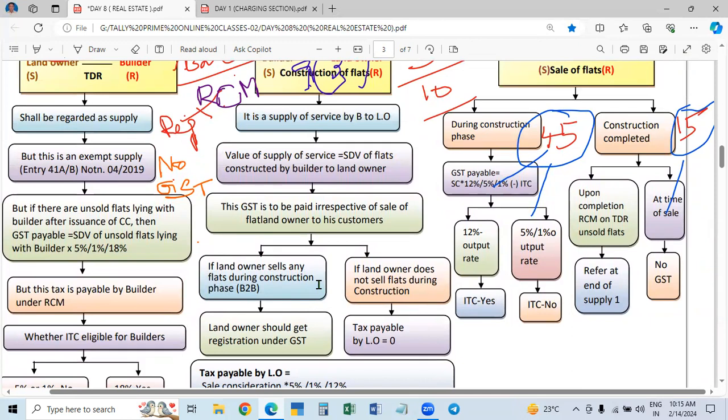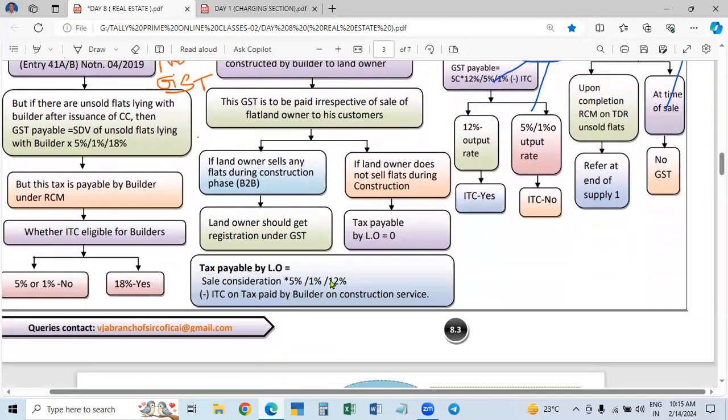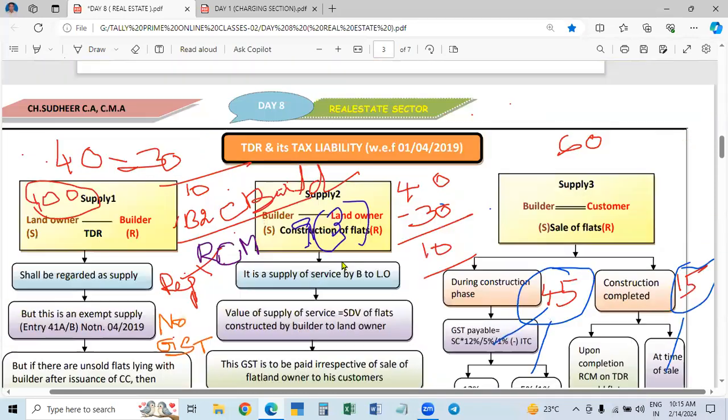And in GSTR2B, he is getting the ITC from the builder, who paid with his registration number under GSTR1, showing the liability. So from the liability, he will show the ITC, minus ITC. The same amount he will get as ITC. So his liability will be nil. Only the builder is paying. So the double taxation is avoided.